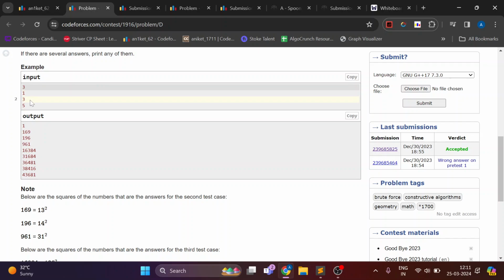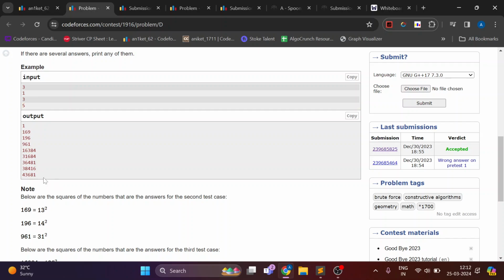Now, let's say n equals 3, this is the solution. We have to print three numbers which are squares, and those three numbers are 169, 196 and 961. Now 169 is 13 squared, 196 is 14 squared, and 961 is 31 squared. And if you put all of them together, the digits are also the same.